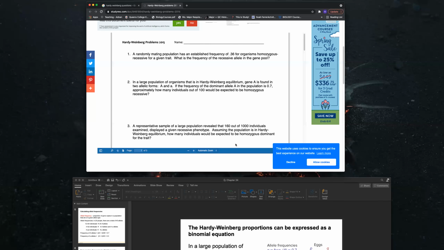Okay. Next one, they found gene A in two allelic forms, like big A and little a. And they're saying the frequency of the dominant allele in the population is 0.7. So from there, what is that going to be in terms of P, Q and so on?